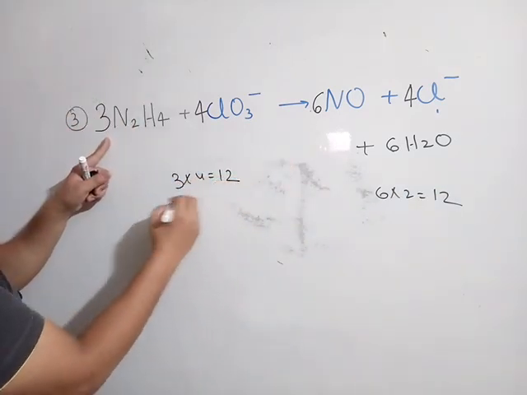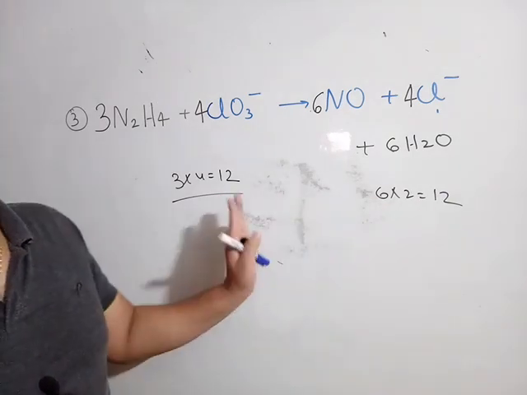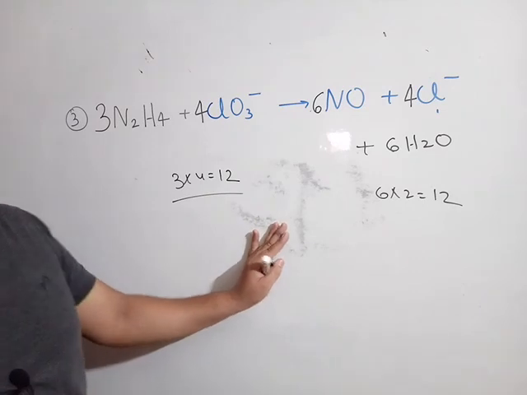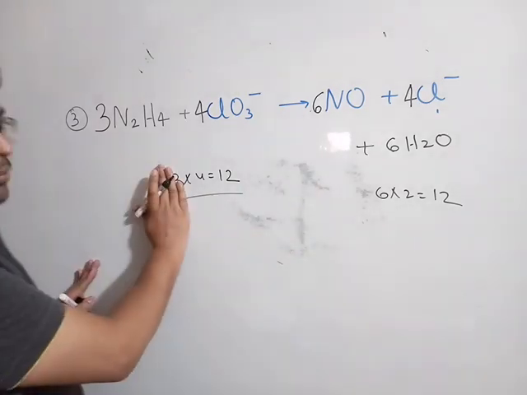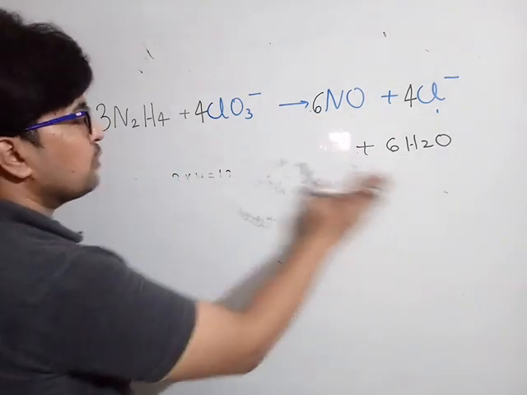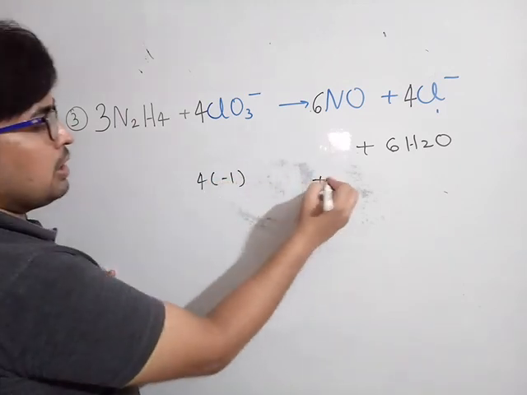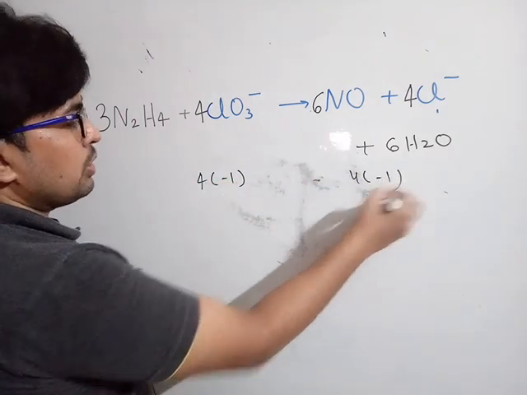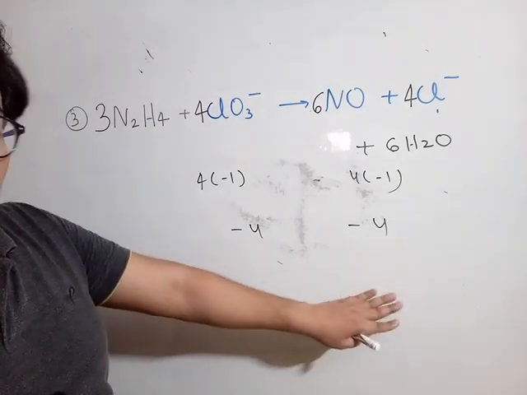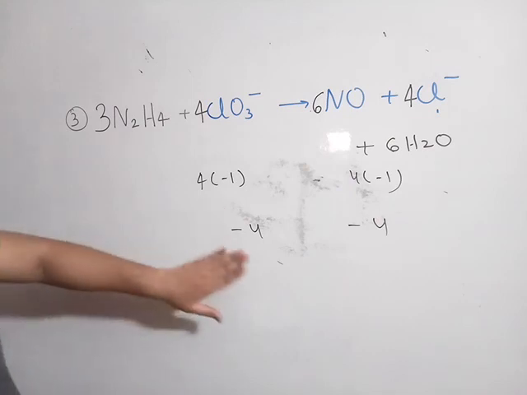So hydrogen is balanced on both sides, so we don't have to add H plus. If H plus is not added, OH minus will not be added. That's the balanced equation we are having, because we don't need to add H, since H is balanced on both sides. Now we check whether it is balanced or not. 4 into minus 1 is equal to 4 into minus 1. On both sides the charges are equal, minus 4 and minus 4. So that is the balanced equation with the oxidation number method.